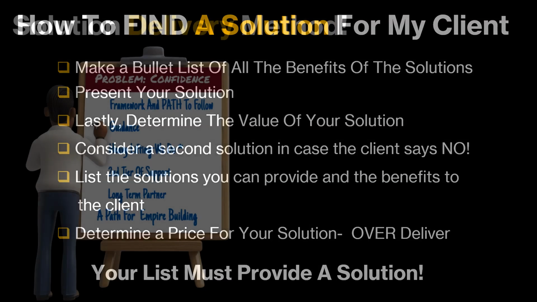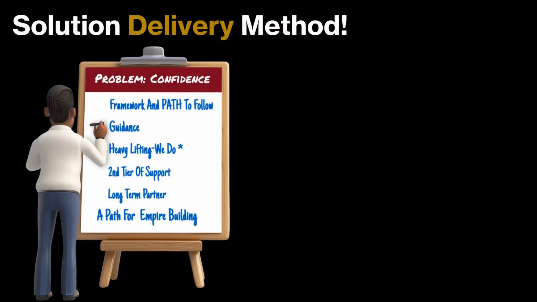All right? Now, here's the framework, how I'm going to deliver this. I'm going to have a clear path for the client to follow that's going to deal with the confidence issue. I'm going to provide him the guidance. I'm going to do the heavy lifting. I'm going to provide him before and after support. And ultimately, I'm looking to be a long-term partner because I don't want to do one deal. I want to do multiple deals with the one person, which creates a path for empire building for him and for me.